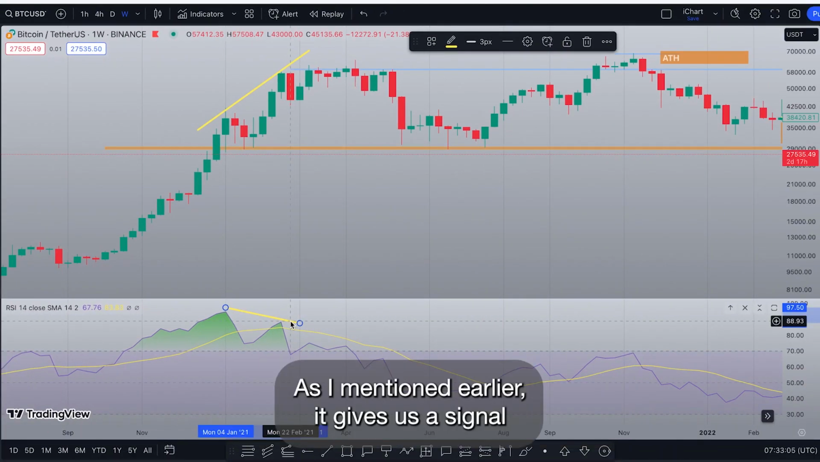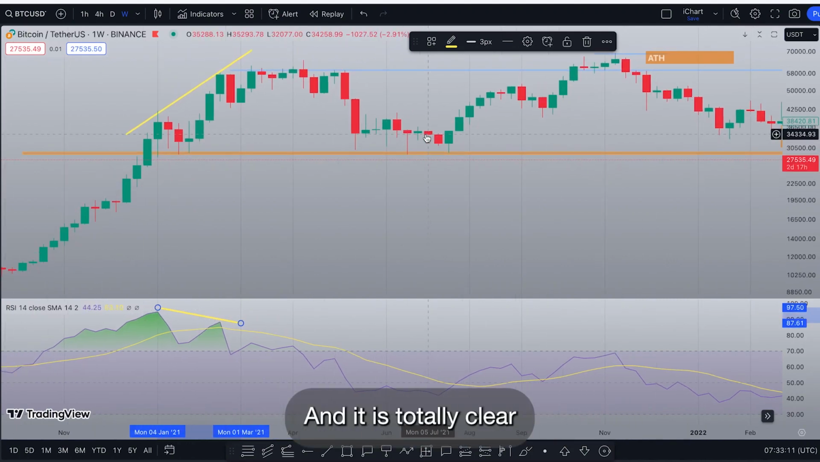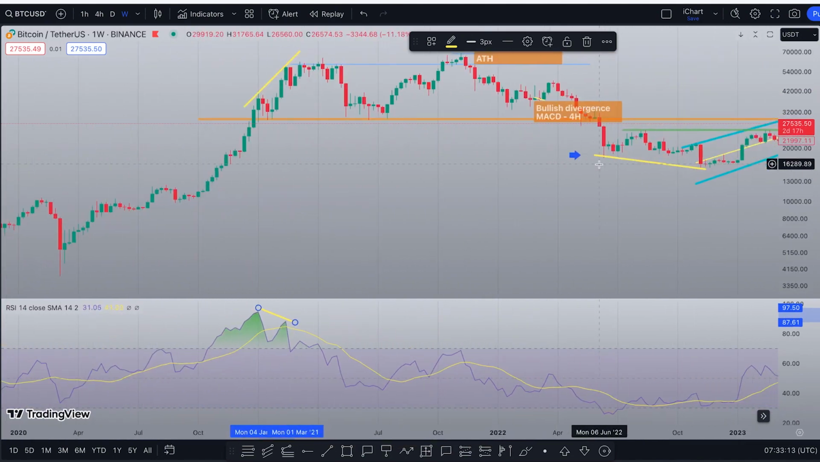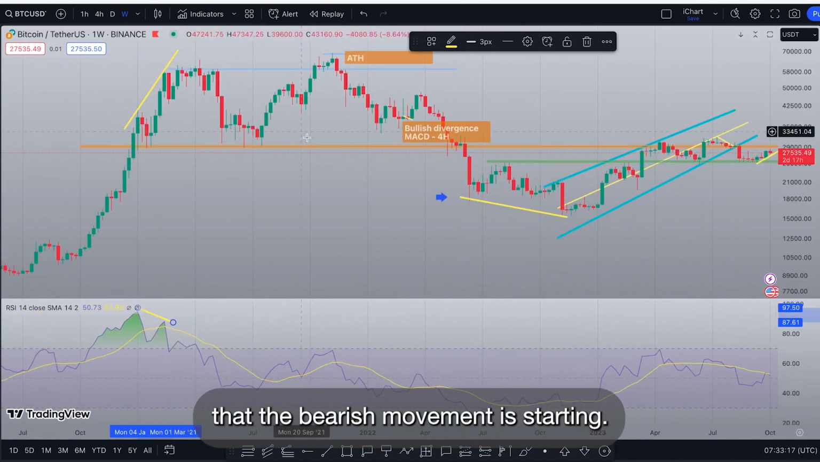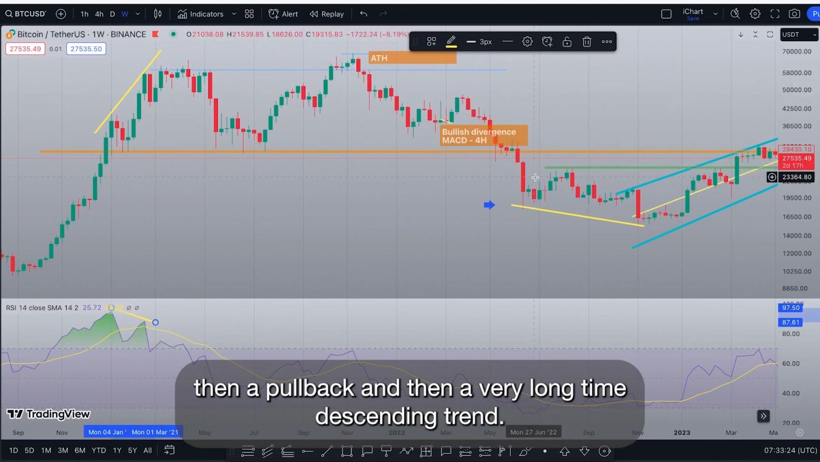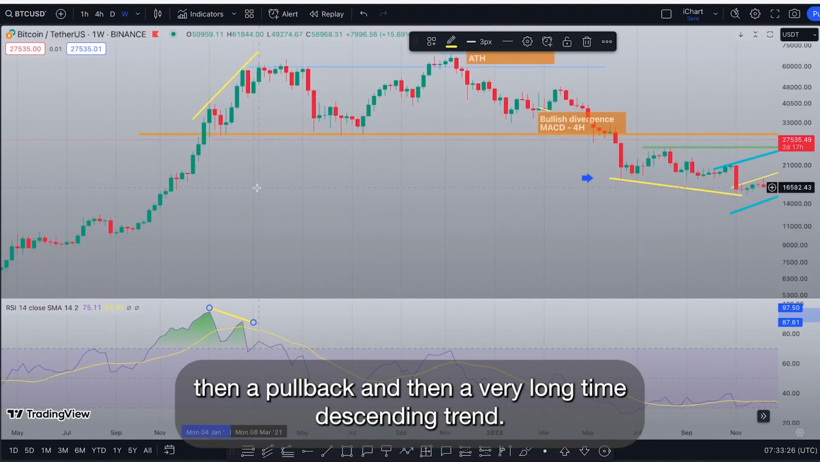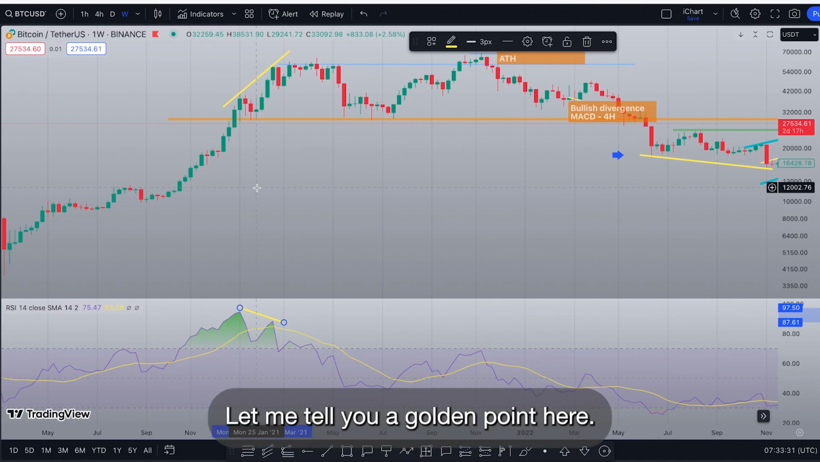As I mentioned earlier, it gives us a signal that a bearish momentum is about to start, and it is totally clear that the bearish movement is starting. As you see, in these parts we have a descending trend, then a pullback, and then a very long descending trend after the ATH.